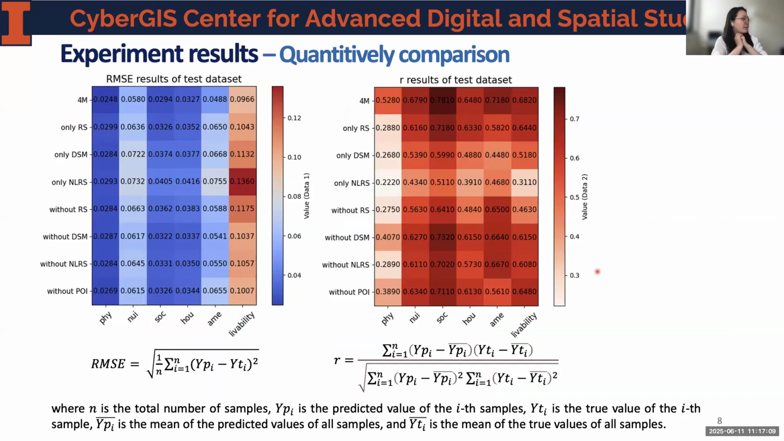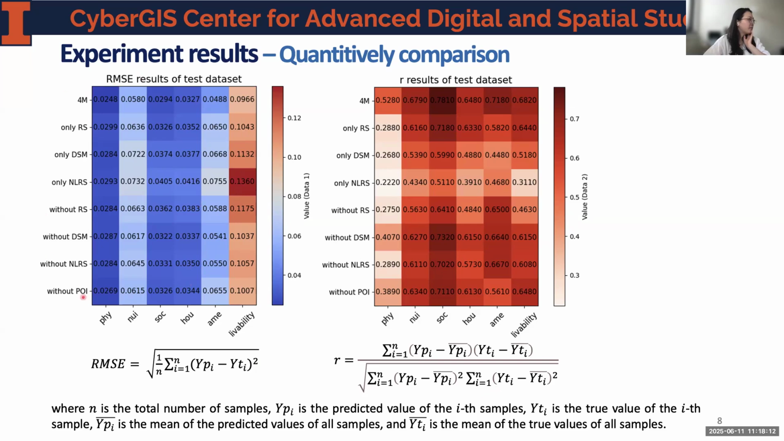Here, I will show you our experimental results. We have not only used the four modalities to regress the livability, but also other different modality combinations. We have used two indicators to evaluate the performance. They are RMSE and Pearson R value. For the RMSE, the smaller the RMSE, the better the model performs. The R value reflects the linear correlation between the ground truth and the predicted value, so the higher the R value, the higher the linear correlation.